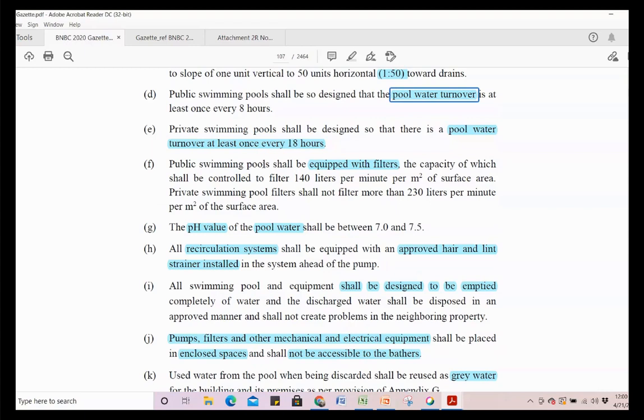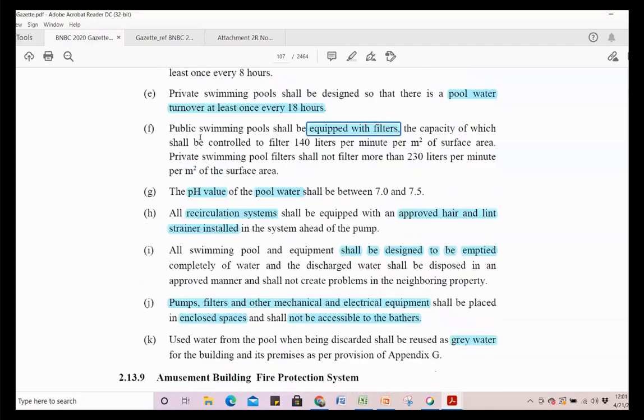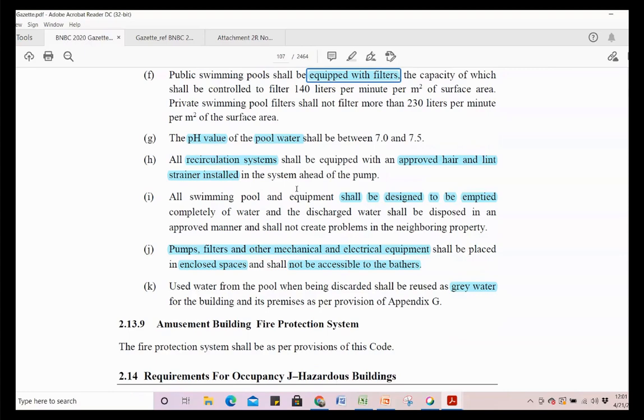Public swimming pools shall be equipped with filters, the capacity of which shall be controlled to filter 140 liters per minute per meter square of surface area. Private swimming pool filters shall not filter more than 230 liters per minute per meter square of surface area. So these are all maintenance issues mostly, and maintaining the pool and the water quality, of course. The pH value of the pool water shall be between 7 and 7.5.